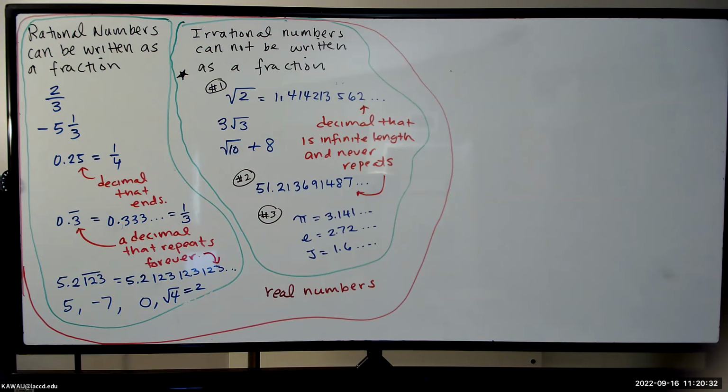Right? It's a perfect square. Same thing over here. This one is equal to 2 over 7. So that's a fraction. And then that's a square root, so it's irrational.